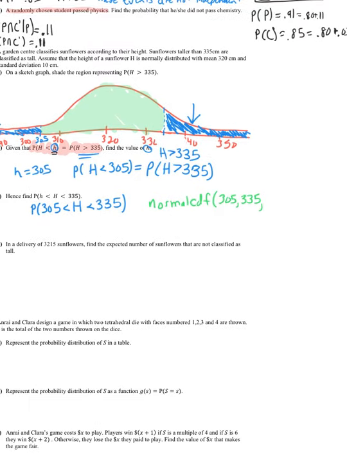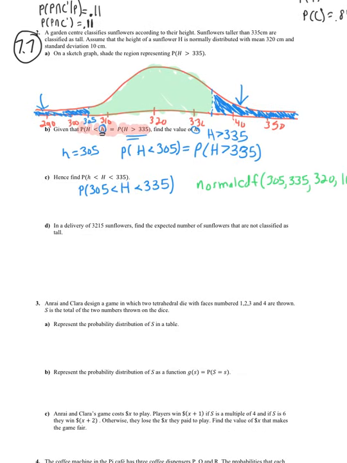Then you say your mean is 320, and your standard deviation is 10. Put that in your calculator, and you should get something like 0.86, I think. And that's your probability that this falls between these two values. That's the idea for part C there.